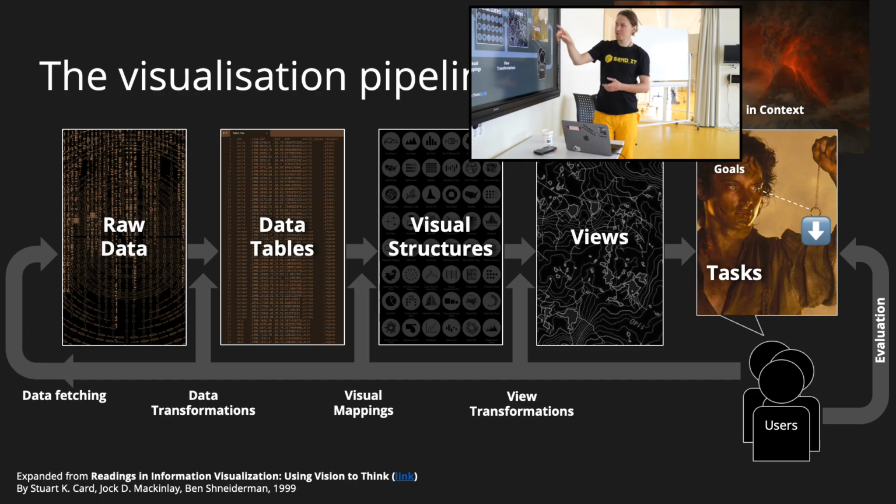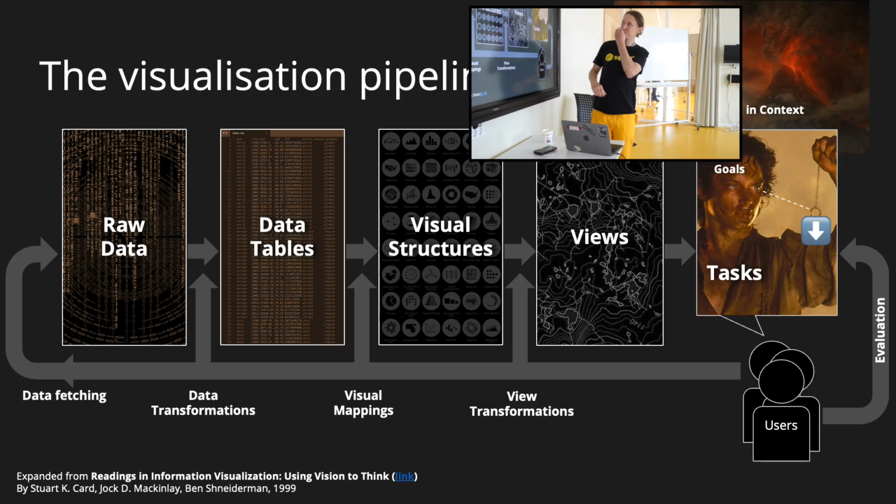So we have a user here, and the goal is to destroy the ring, and he thinks about how he would destroy it. Then he can plan the tasks that would help him achieve that very specific goal. So the tasks would be to navigate to this mountain and dump the ring.